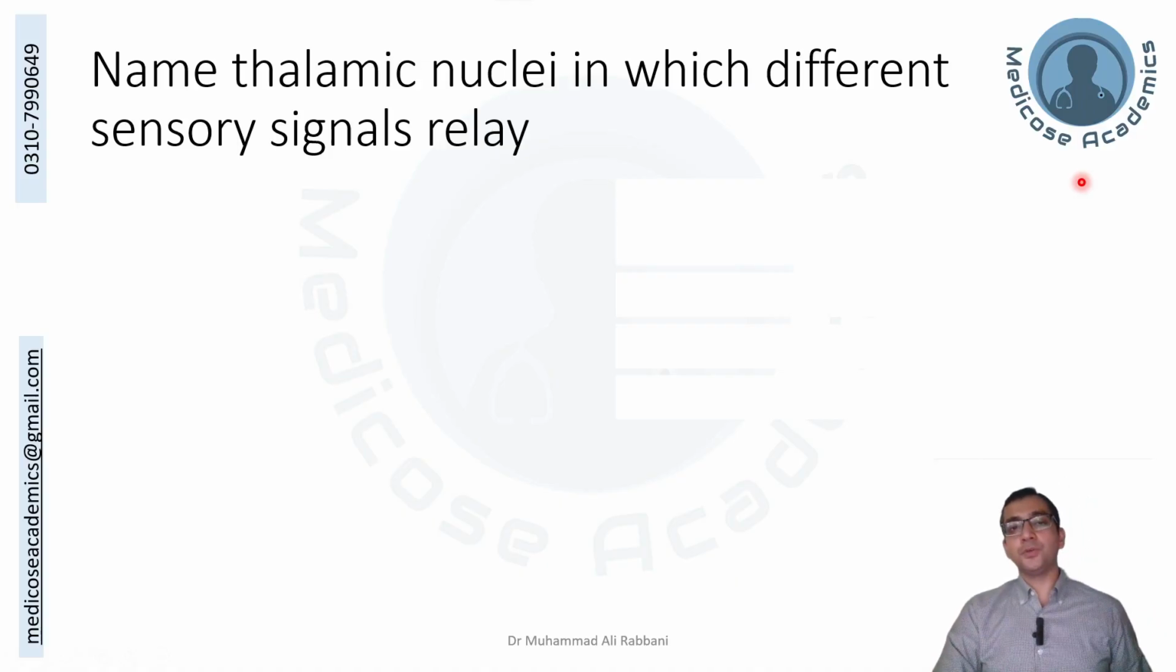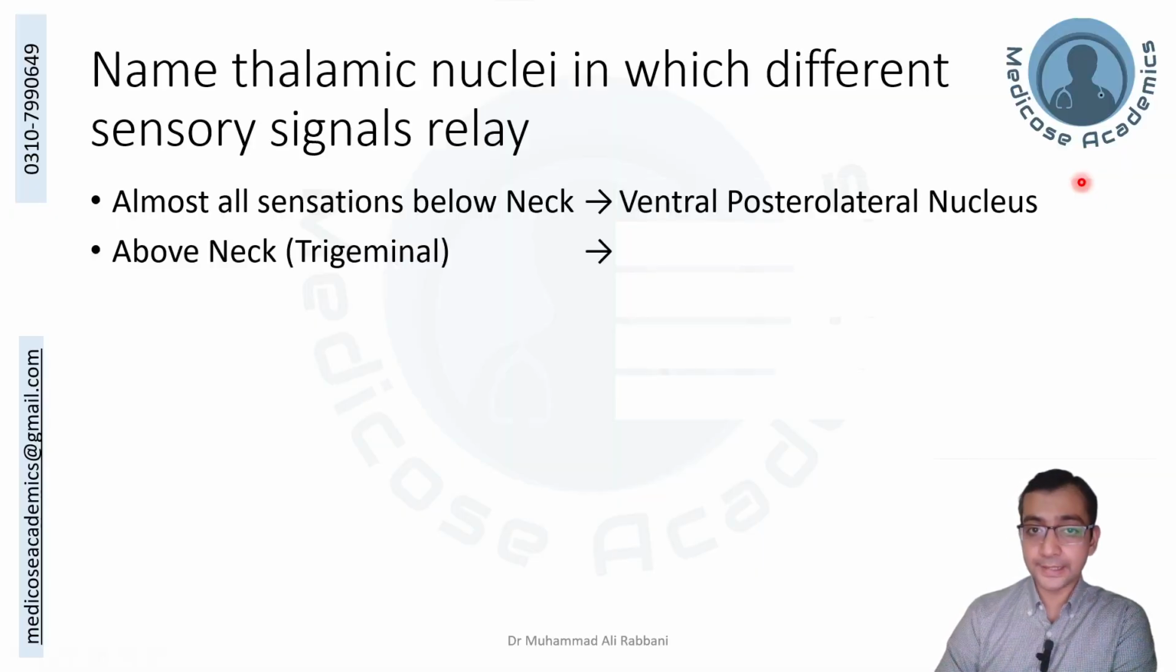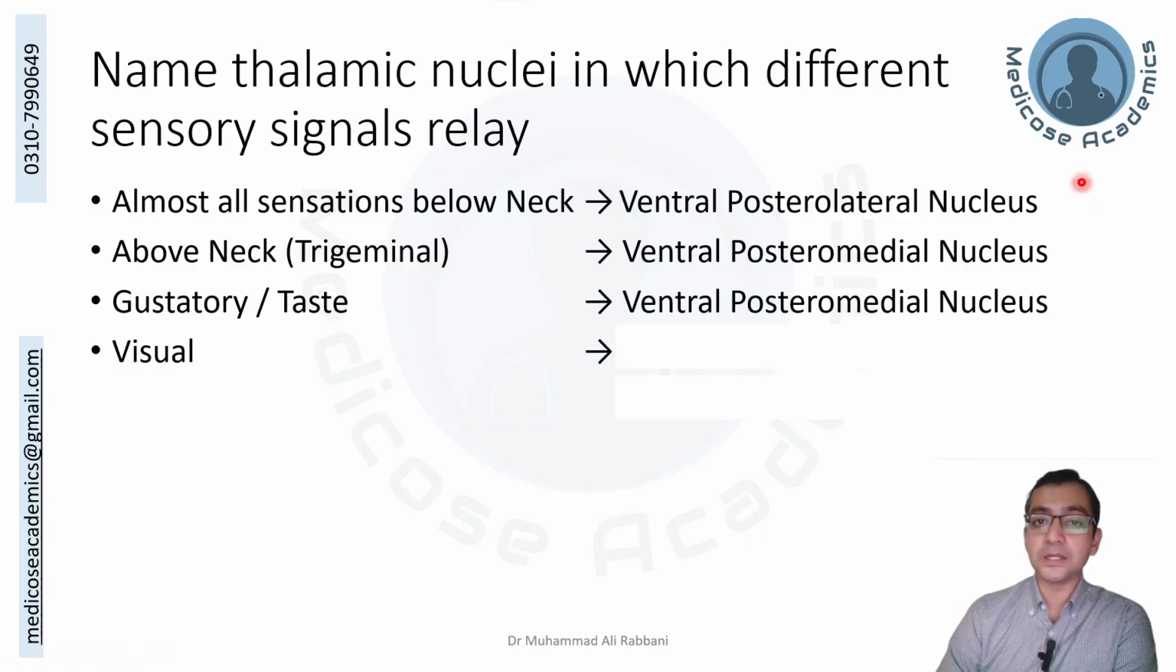Here is a quiz for you. You can pause the video at each point and go through that. Name the thalamic nuclei in which different sensory signals relay. Sensory signals below the neck: ventroposterolateral. Above the neck, trigeminal: ventroposteromedial. Taste fibers: ventroposteromedial. Visual: lateral geniculate body.